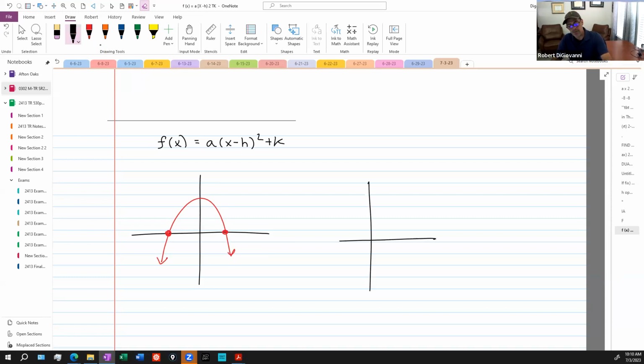Is it possible to have one? What if we have this? What if our vertex is the point that actually hits the x-axis? Then I'd only have one x-intercept, wouldn't I? So it's possible to have two, it's possible to have one. Is it possible to have none? Sure, look at that scenario, right?